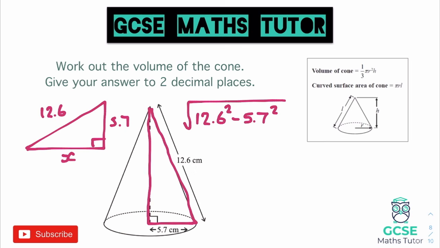So if we type that into our calculator, and you can type it in one go, so 12.6 squared, take away 5.7 squared, we get an answer, and it comes out as 11.23699248. Now that is our height, so we can go about working out the volume of this cone. But you've got to be careful because that height is quite a long decimal and we don't want to round it until the very end, so I'm going to leave that on my calculator.